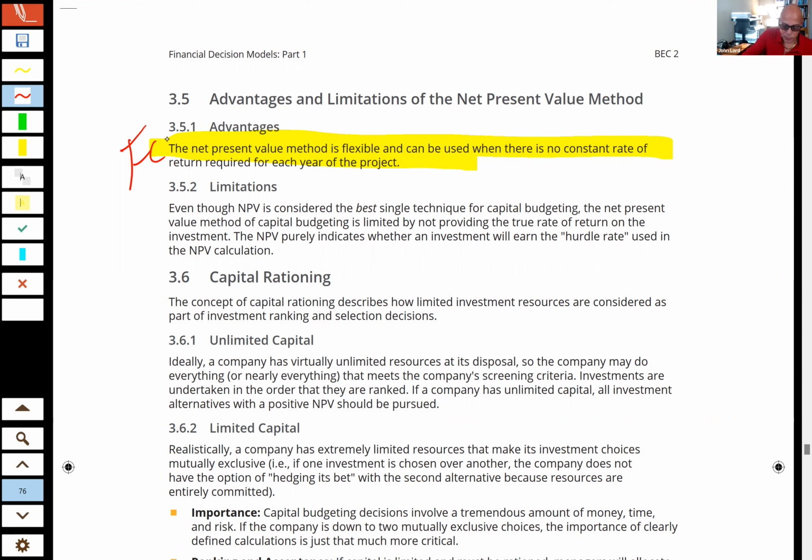The limitations, okay, and let's just go ahead and take a look at that. Even though it's considered the best single technique, the net present value method of capital budgeting is limited by not providing the true rate of return on the investment. The net present value method purely indicates whether the investment is exceeding a hurdle rate or not. Okay, so it is a way of screening the project, or maybe even ranking projects. We'll look at that here in a couple seconds, but it's not actually telling you the return.